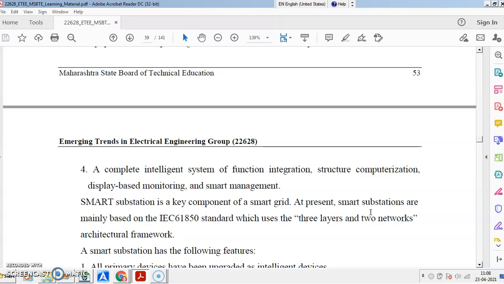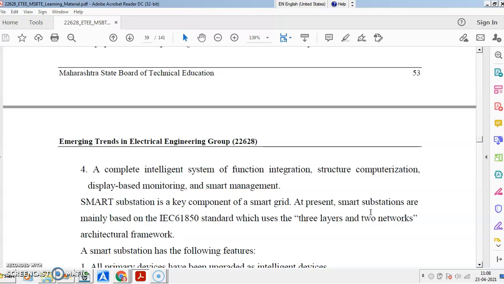So the smart substation is a key component of the smart grid. As far as the smart grid is concerned, at present smart substations are mainly based on the IEC, International Electrotechnical Commission, 61850 standard. That is the standard laid down by IEC for smart substations, and the conditions are mentioned there: what is to be there in a smart substation.